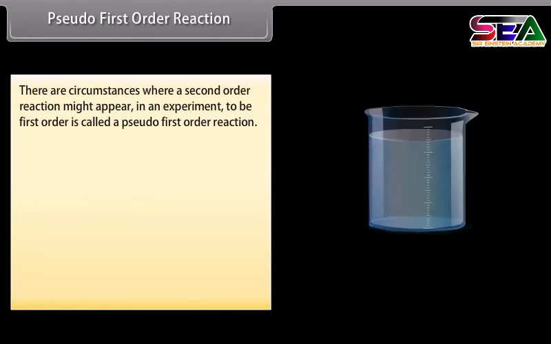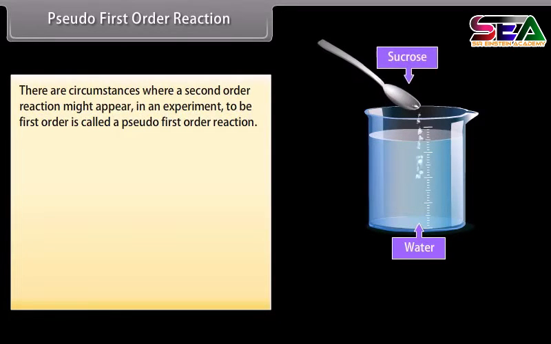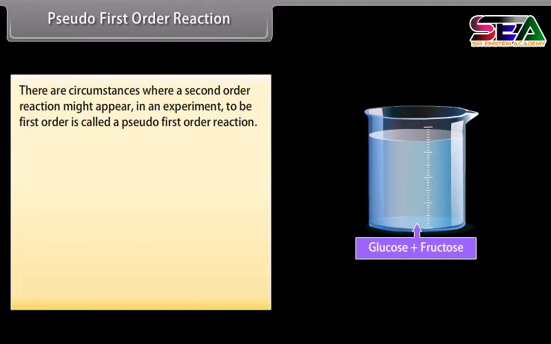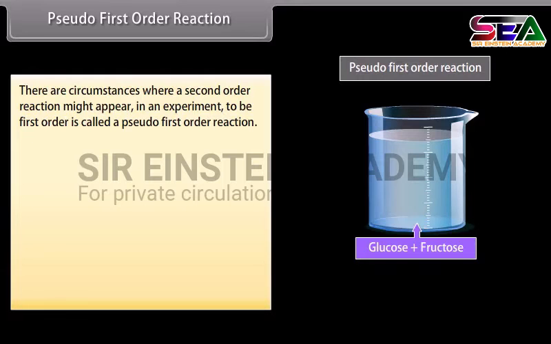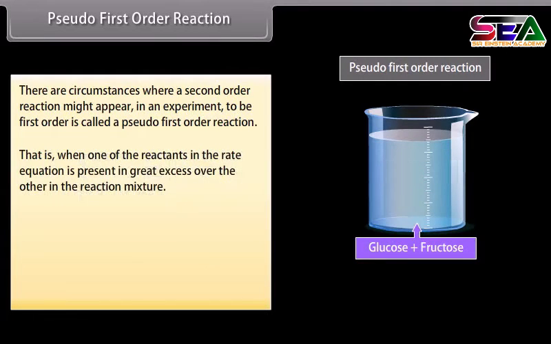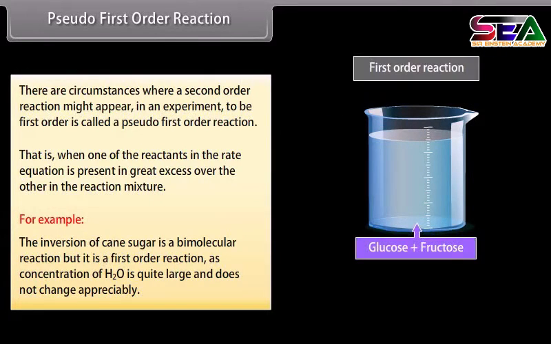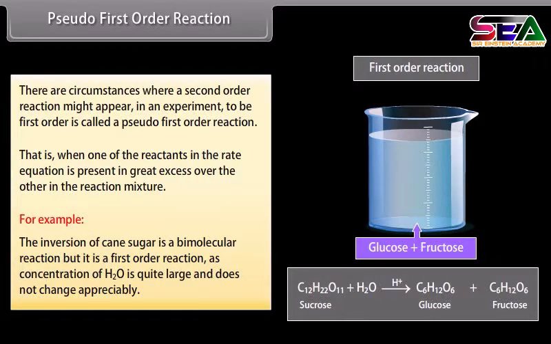Pseudo first-order reaction. There are circumstances where a second-order reaction might appear in an experiment to be first-order, called a pseudo first-order reaction. That is, when one of the reactants in the rate equation is present in great excess over the other in the reaction mixture. For example, the inversion of cane sugar is a bimolecular reaction, but it is a first-order reaction as concentration of H2O is quite large and does not change appreciably.